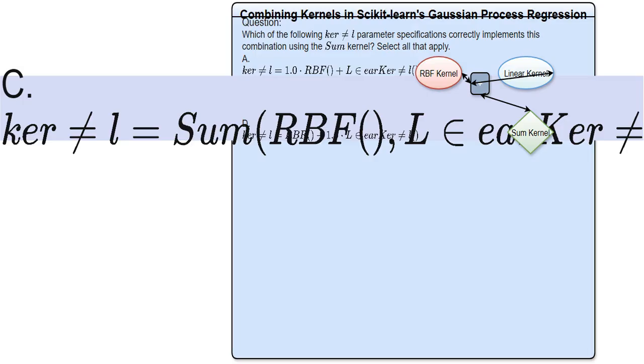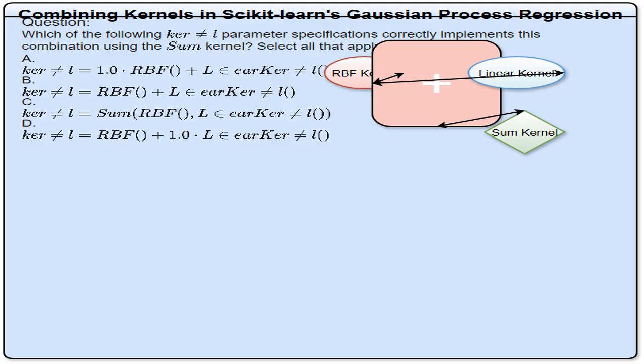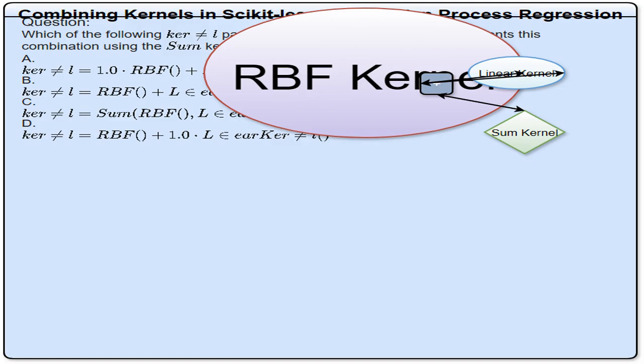This is a short form for radial basis function kernel, a common kernel type in machine learning. It's a function that measures similarity based on the distance between data points. The sum kernel combines other kernels by adding their outputs. Think of it like adding two functions together. The result is a new function. The plus sign here indicates the addition of two kernels. In scikit-learn, this operator is overloaded to perform kernel addition.